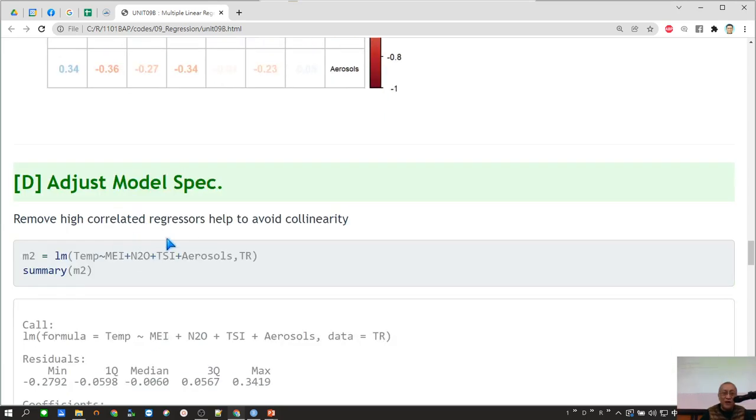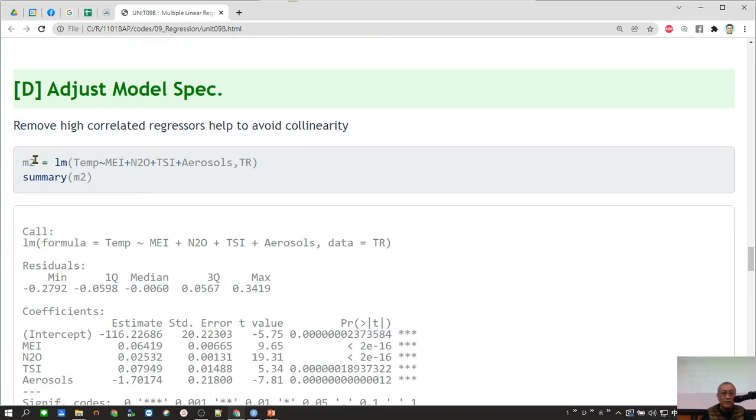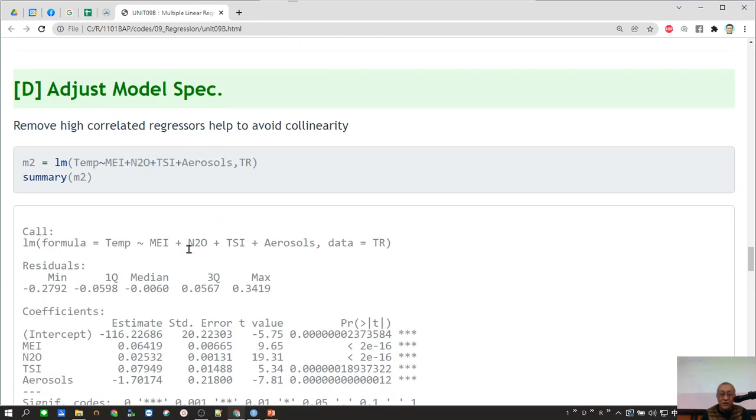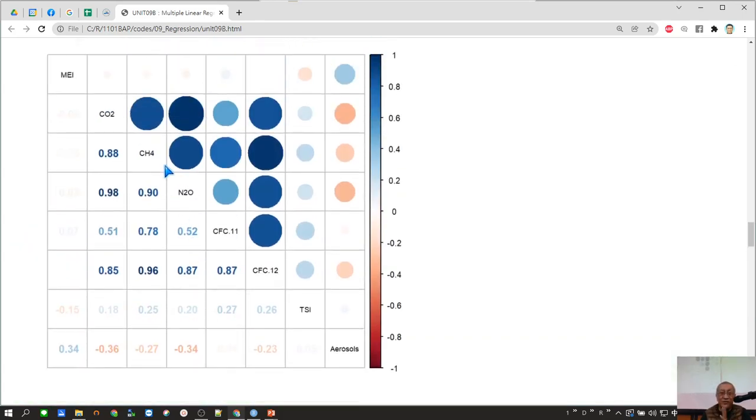Okay, so you can manually pick out, for example, in this one, in model 2, I manually pick out the regressors that are highly correlated with each other. Among NO2, CH4, and CO2, I only let one stay. I only choose NO2, right? So if NO2 is in the model, then CH4 and CO2 cannot be in the model. Otherwise the coefficient would be invalid. Okay.